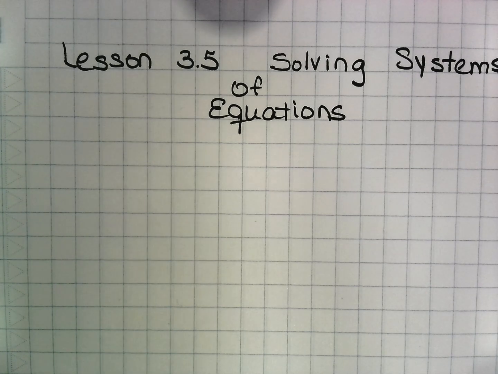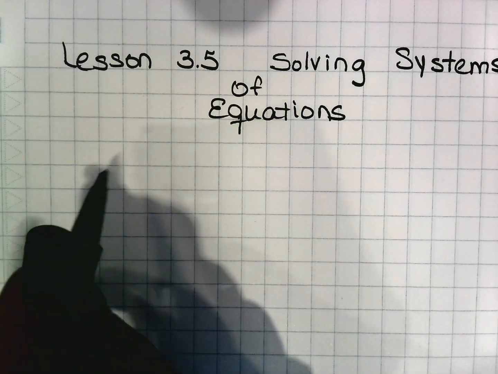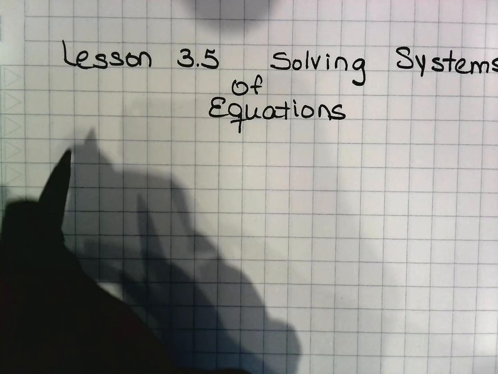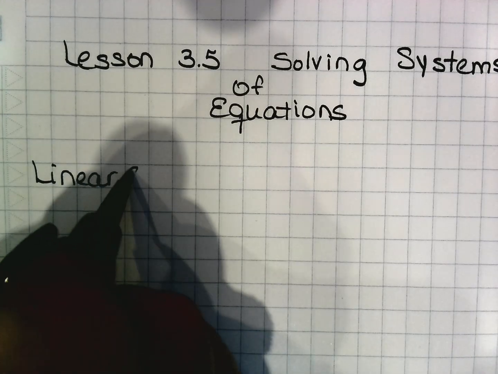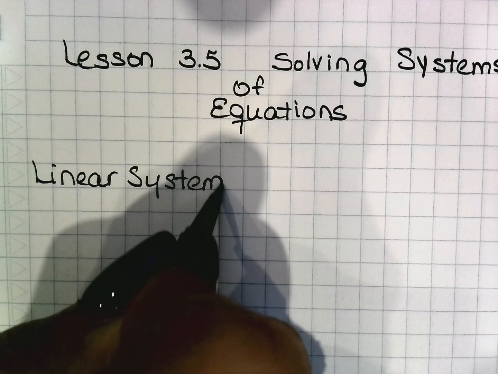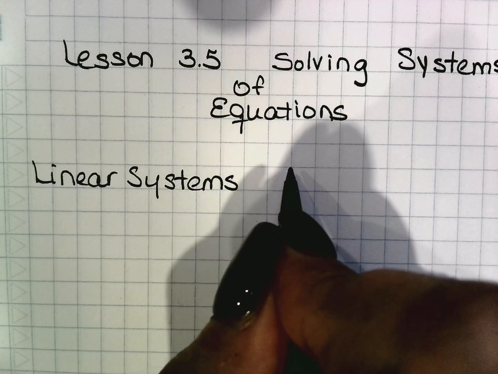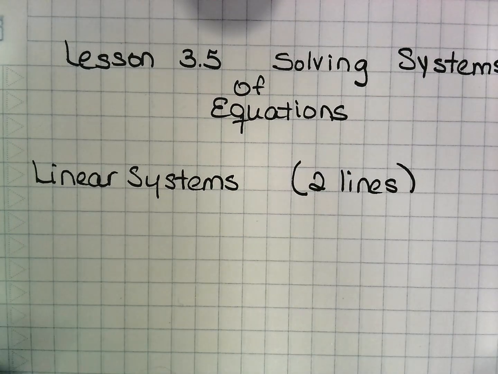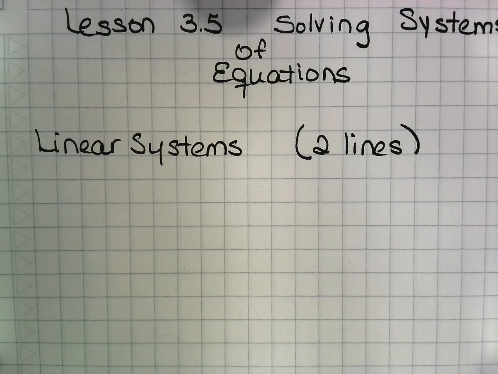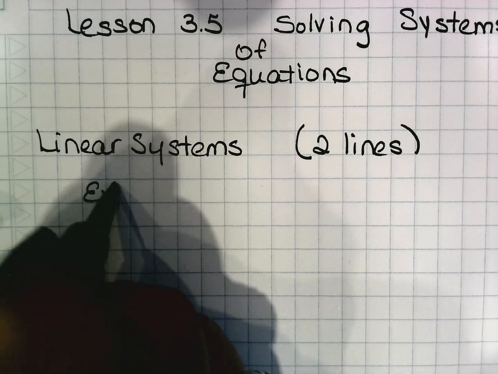Welcome back, guys. We have reached the last lesson of Chapter 3, Lesson 3.5, Solving Systems of Equations. So the first type of system that we're going to look at is linear systems. And linear systems, in our case, are going to have two lines, two different lines that somehow are related to each other and form a system. So let's take a look at example 1.